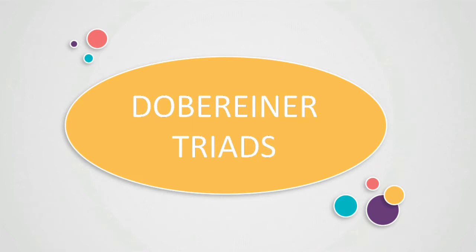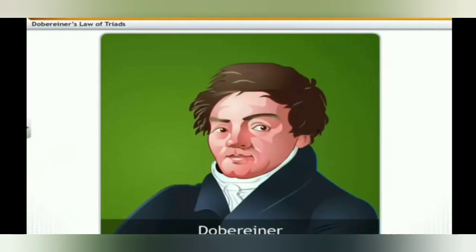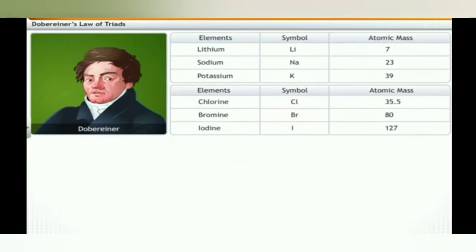Now let's have a look at the attempts of some scientists to classify the elements. The first attempt at classifying elements was made by a German chemist, Johann Wolfgang Dobereiner, in the year 1829. Dobereiner used atomic mass to classify elements into triads. According to Dobereiner, all chemically similar elements occur in groups of three when arranged in increasing order of atomic masses. He called these groups triads.